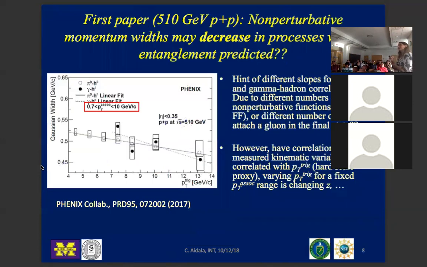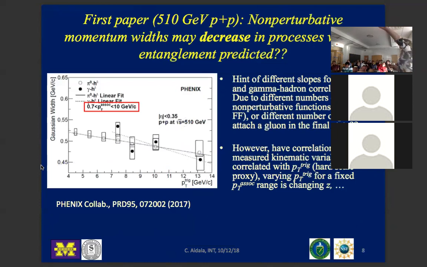So our first paper that came out in 2017 on the 510 GeV pp collisions, we looked at these Gaussian widths as a function of the trigger particle PT, so the direct photon or the pi zero transverse momentum, our proxy for the hard scale. And we saw that the widths decrease, with a hint of different slopes for the photon-hadron correlations, which are the solid points, and the dihadron correlations, which are the open points.